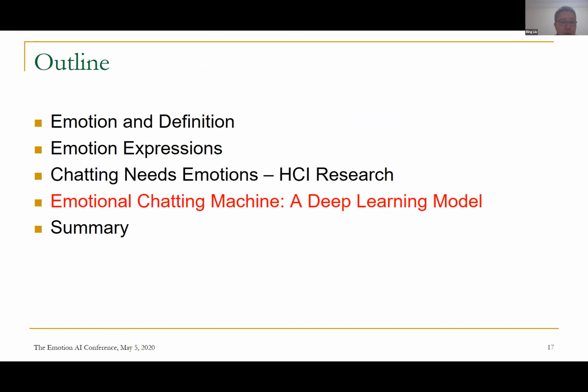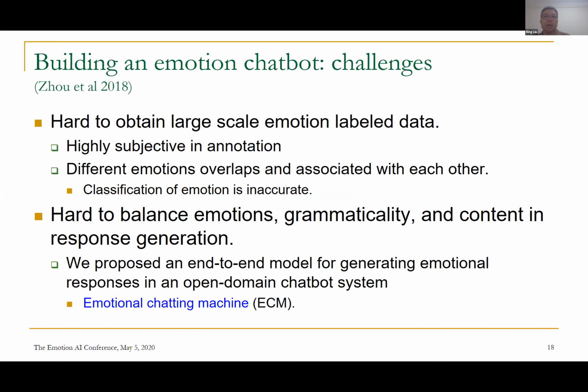So now I'm going to talk about a particular deep learning model, which is called the emotional chatting machine. This model is an initial attempt. It's not great yet. When we started to build this, it was quite difficult in a few ways. The first thing is that it's difficult to come up with labeled data, and there's no such data now, so we have to use a fairly automatic way to annotate the data.